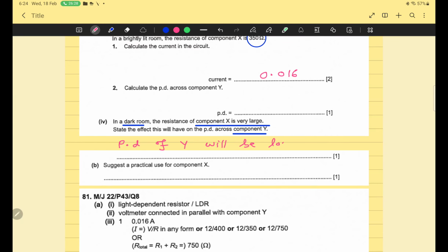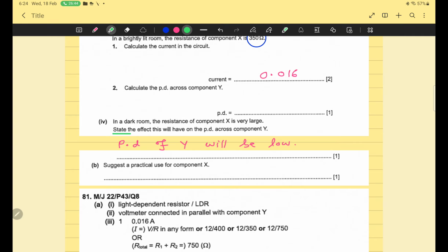will be low. And in this question, they are not asking for an explanation. They are asking state, only state. State means to give the point answer, don't make it long.